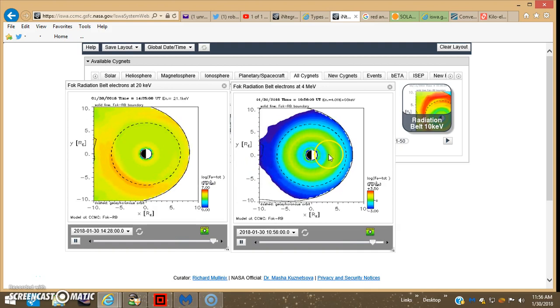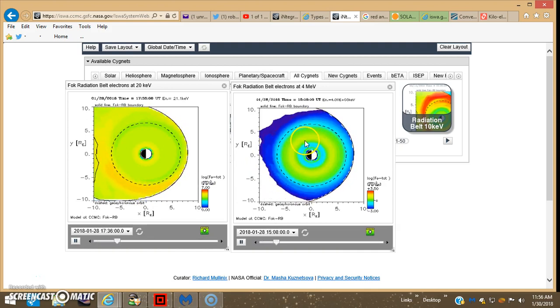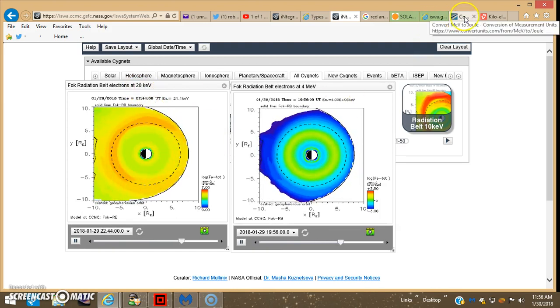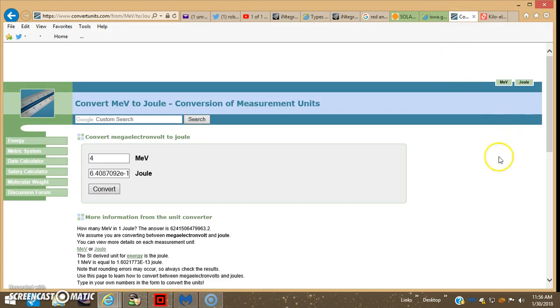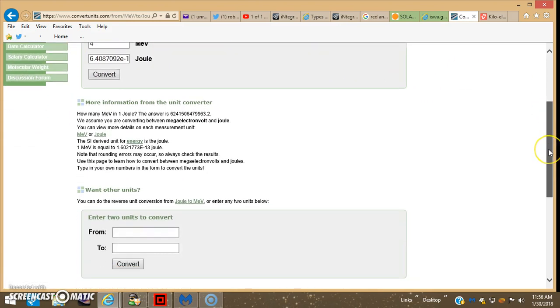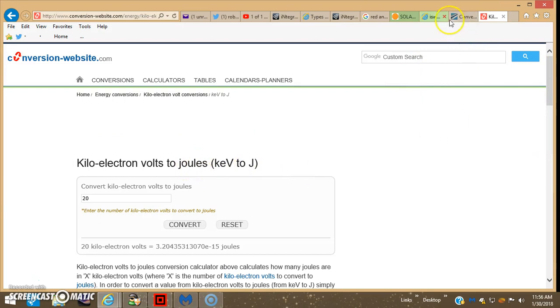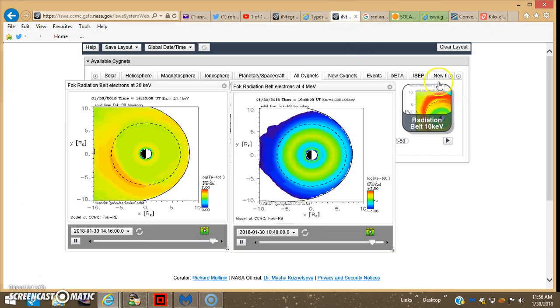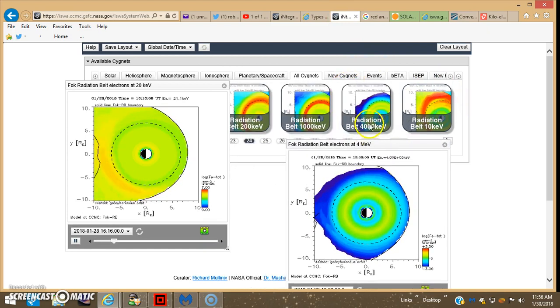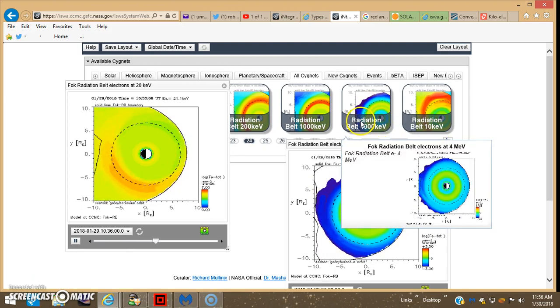So anyway, then I pulled up the highest one, which is actually 200 times this value here, and to make sure, there's what I did. Pulled up the conversion unit. So 4 MeV equals 6.4. Well, anyway, trust me on that one. But I could show you here actually. See, 4,000 keV. That's the one I pulled up here. That's the radiation belt.